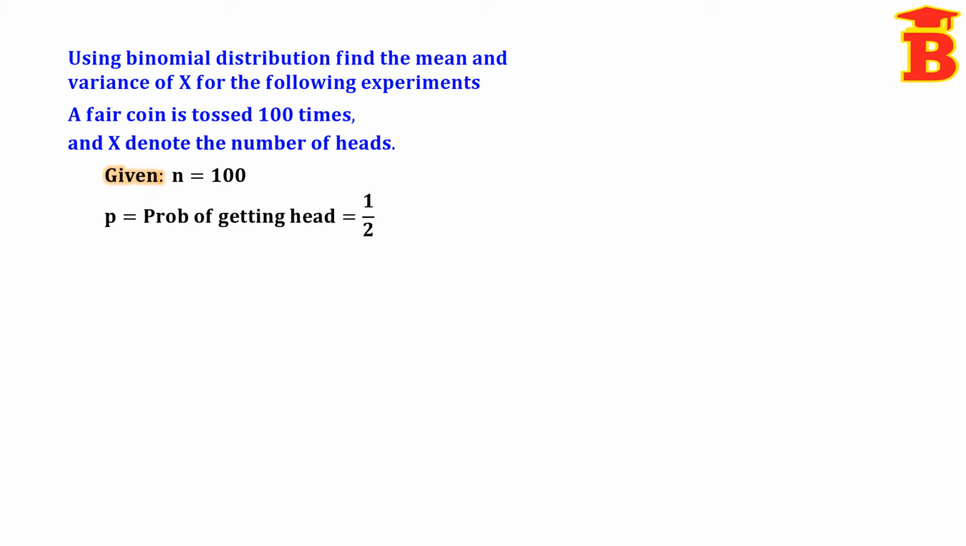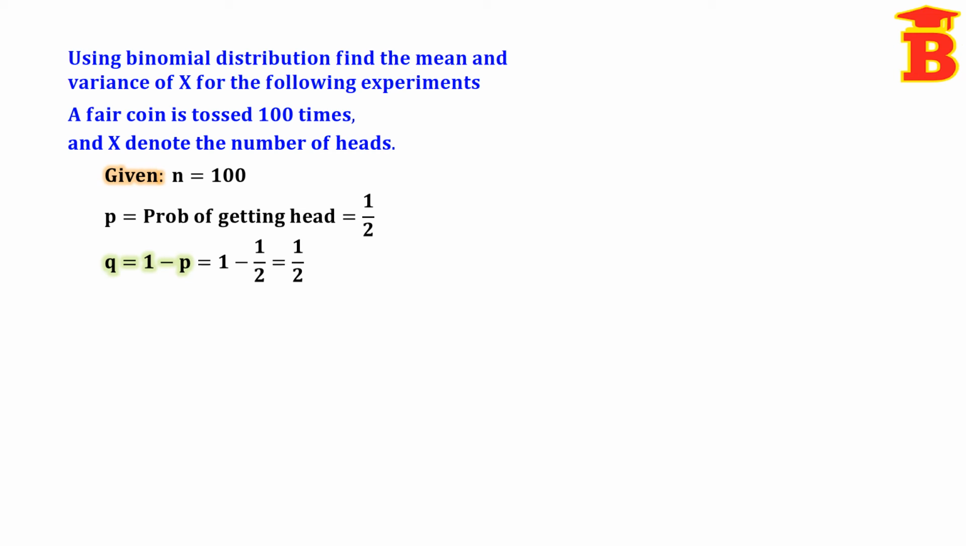And here p equal to probability of getting head. See the question, number of heads. So that only we have to take it as p. P equal to probability of getting head, that is equal to 1 by 2. And we know that q equal to 1 minus p, that is equal to 1 minus 1 by 2, which is equal to 1 by 2.